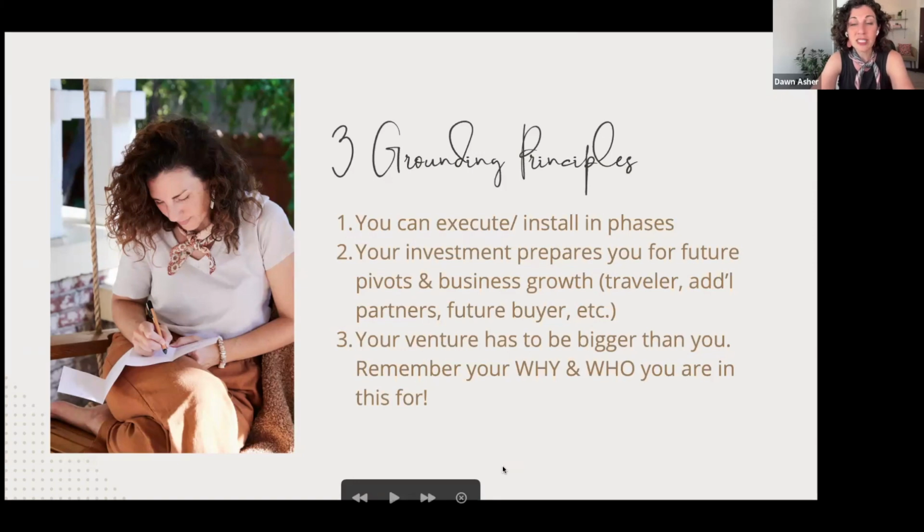Number two, your investment will prepare you for future pivots and business growth. If you ever need to sell, if you're going to be looking for more partners as you build your portfolio of properties, what are you going to be able to show that you have produced, that you've created? So just be thinking about this as an investment, not just for the present day and who's staying there today, but how is this going to prepare you for the future in growing?